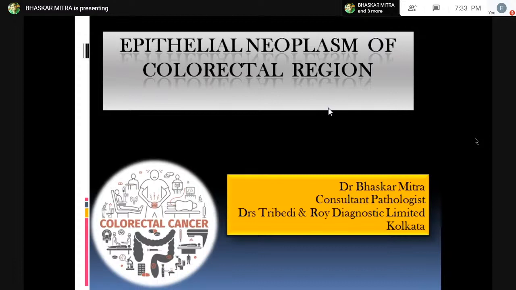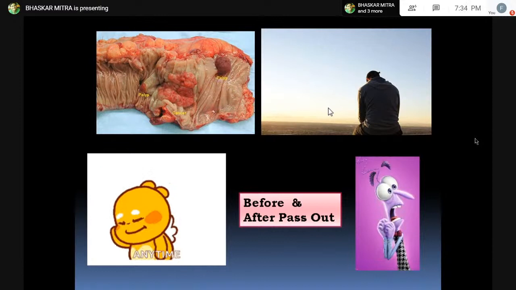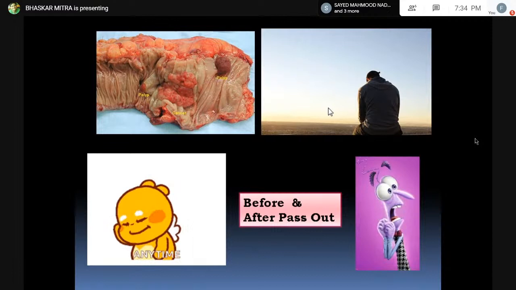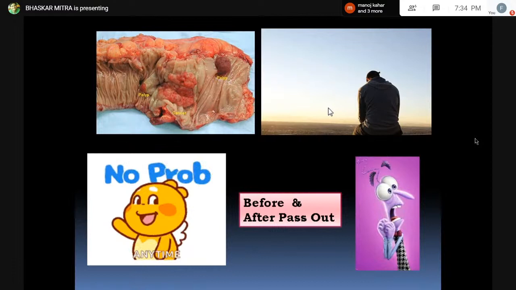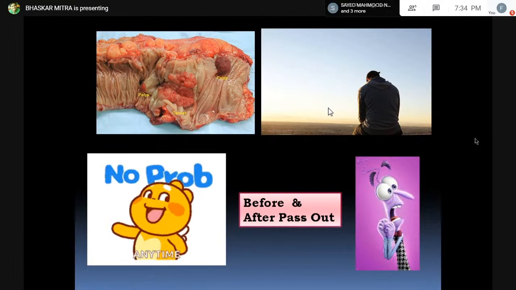To start my lecture, first I will start with an honest confession of my career before and after my pass out. In the initial phase of my career, when I started pathology practice, I thought colorectal cancers were very easy, because I found it difficult to get a diagnosis of an ovarian neoplasm, a retroperitoneal soft tissue tumor, a brain tumor. But I thought, oh, colon cancers, no problem. It's adenocarcinoma invading the muscle, and that's it.